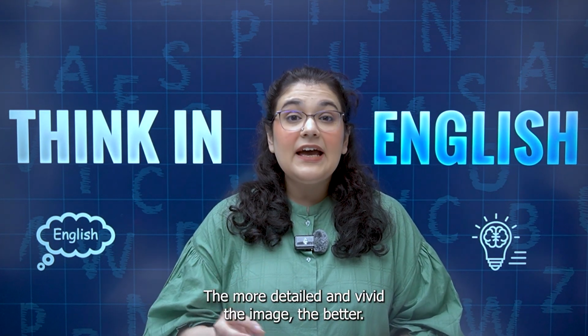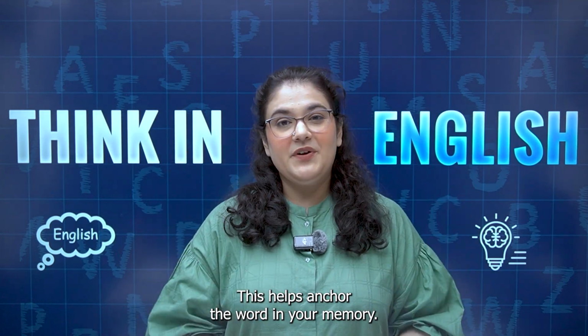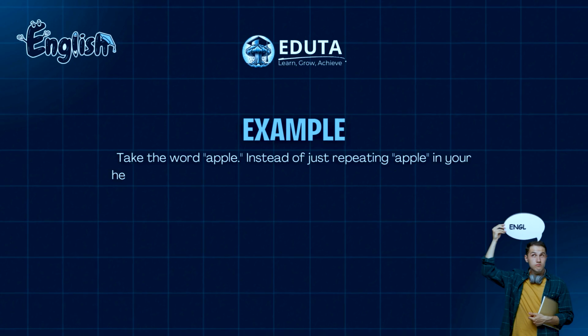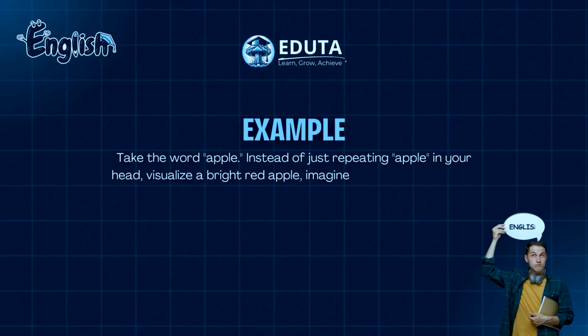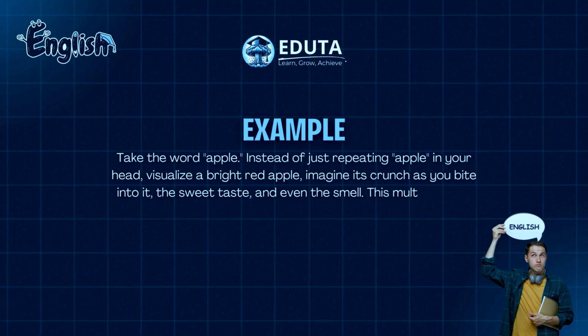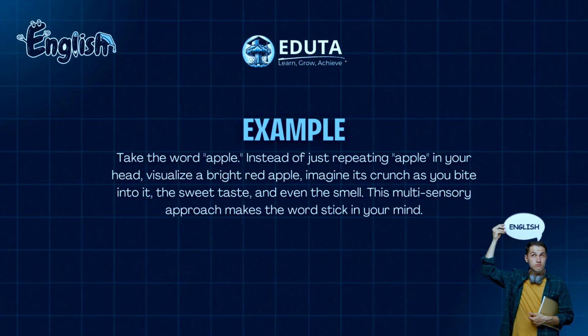The more detailed and vivid the image, the better. This helps anchor the word in your memory. Take the word apple. Instead of just repeating apple in your head, visualize a bright red apple. Imagine its crunch as you bite into it, the sweet taste, and even the smell. The multi-sensory approach makes a word stick in your mind.